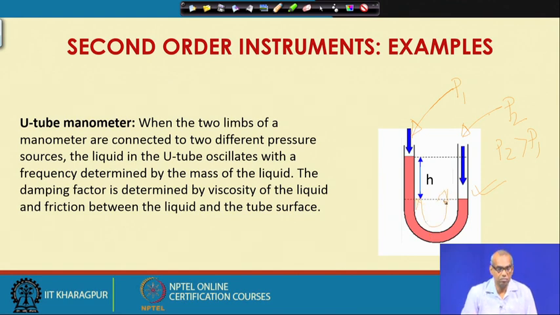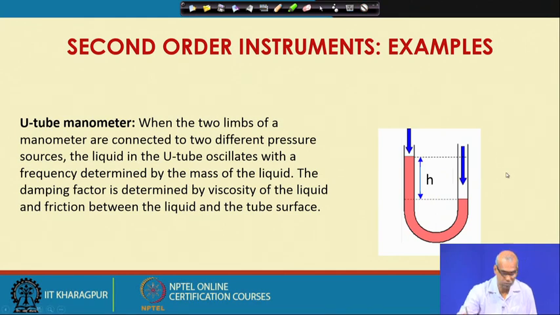manometer liquid and these oscillations will be with a frequency that is determined by mass of the manometer liquid that is present within the U-tube manometer. These oscillations will be opposed by the viscosity of the liquid and also the friction of the liquid with the surface of the U-tube. So, the damping factor is determined by viscosity of the liquid and the friction between the liquid and the U-tube surface.